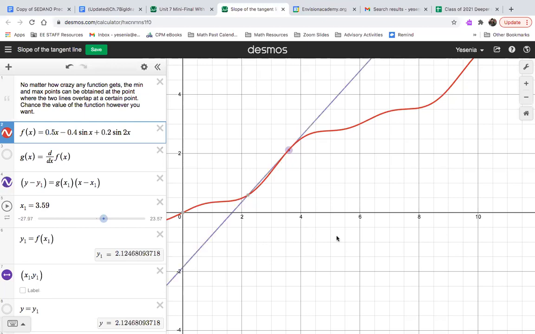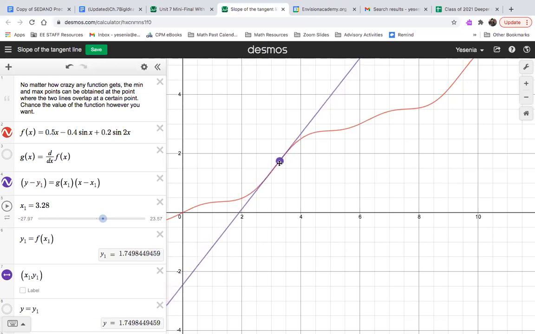But now we've got to narrow it down. Okay, somewhere around 3. We have AJ saying 3.18. So let me go ahead and move this tool to 3.18. So yeah, I see this purple line getting very steep.